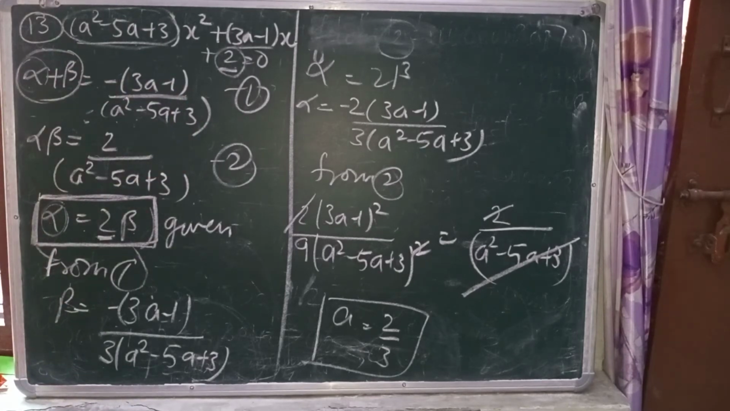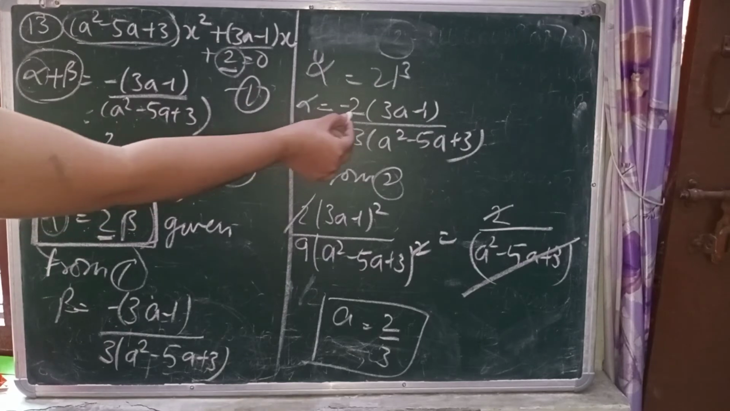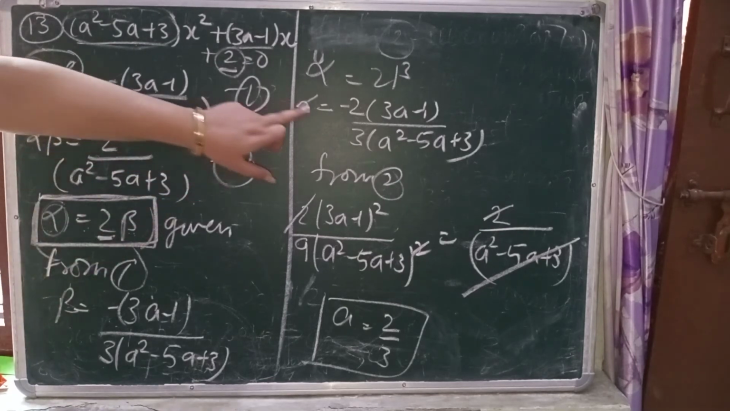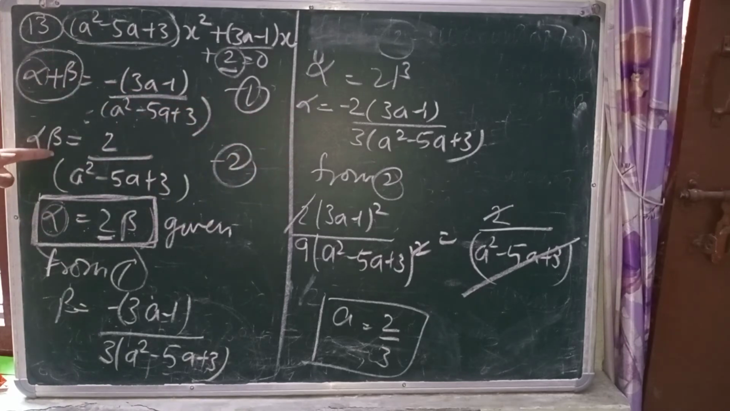Then, as I know that alpha is equal to twice of beta, I have got the second root beta. So what will be alpha? Twice of this. It was given alpha is equal to twice of beta. So here I have written alpha is equal to twice of the same root. Then here I am using this one as alpha into beta, because I have got both values, beta also I got, alpha also I got. So alpha into beta was 2 upon a square minus 5a plus 3.